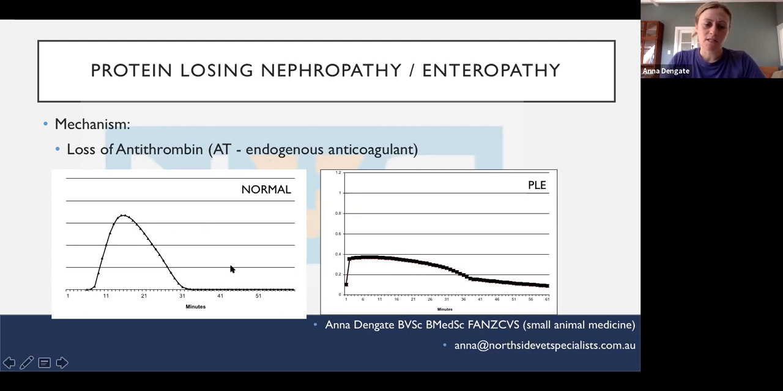And this is just a really interesting pictorial view of the impact that has on clot formation in real time. So this is the normal dog. Remember, the clot propagation phase starts at about 5 to 6 minutes. In a dog with protein losing enteropathy, I couldn't get the sample into the machine fast enough to catch the beginning of the clot formation. So the clot propagation phase started way before it did in a normal dog.